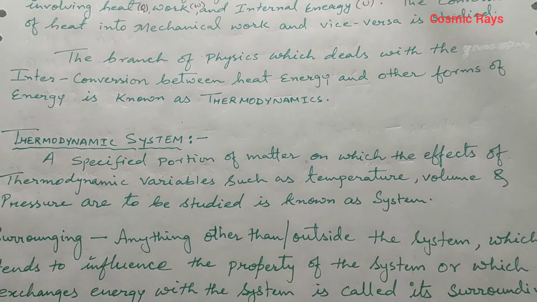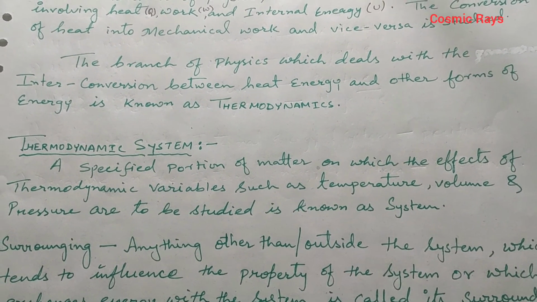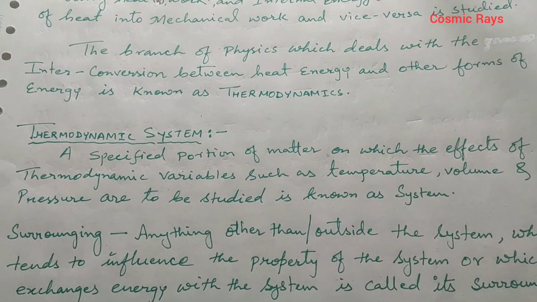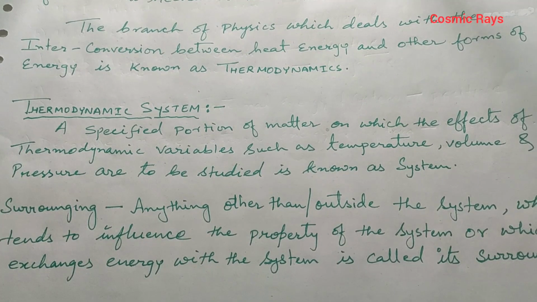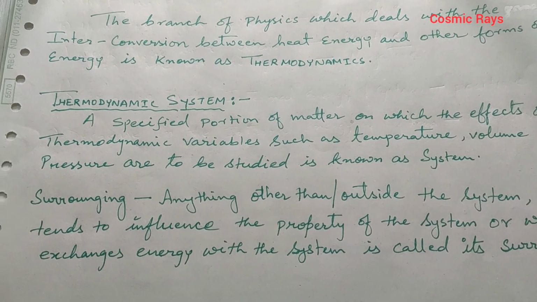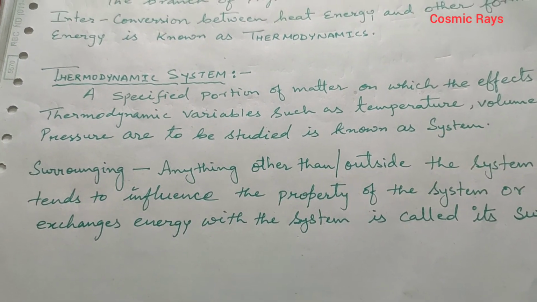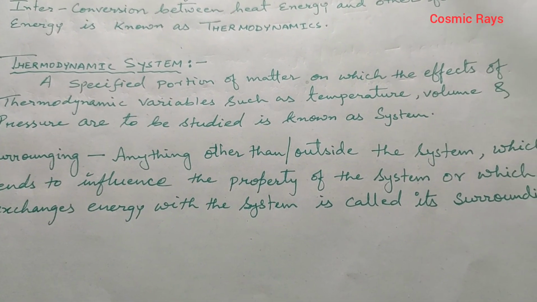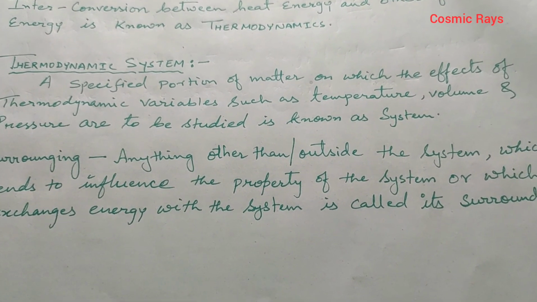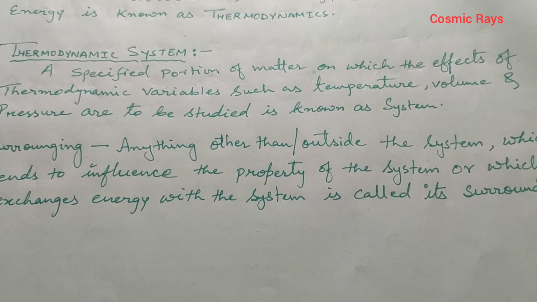So how do we define it? The branch of physics which deals with the interconversion between heat energy and other forms of energy is known as thermodynamics. Now we have to understand two terms. One is the thermodynamic system and the other one is surrounding. So as per the definition, a specified portion of matter on which the effects of thermodynamic variables such as temperature, volume, and pressure are to be studied is known as a system.